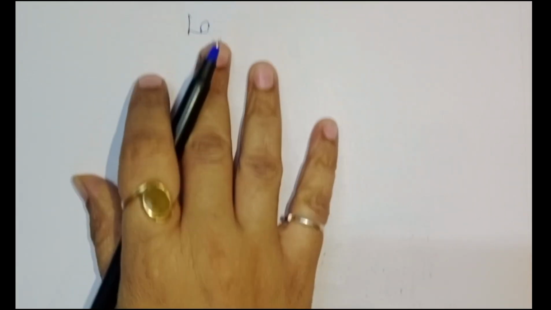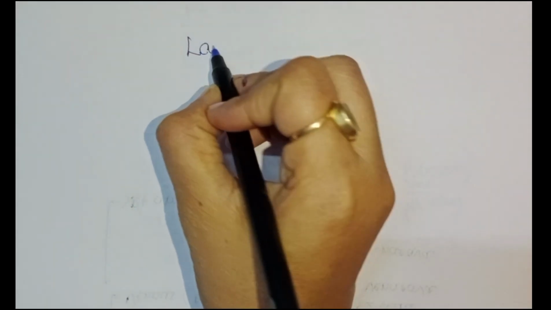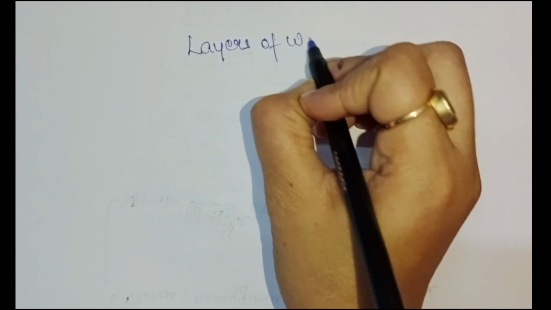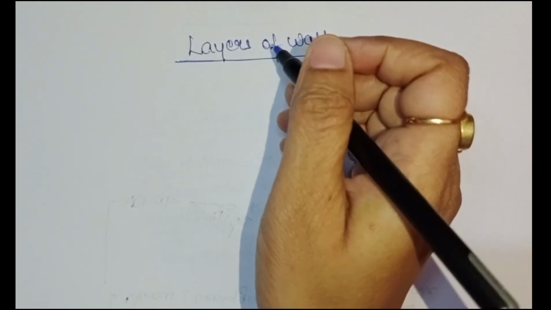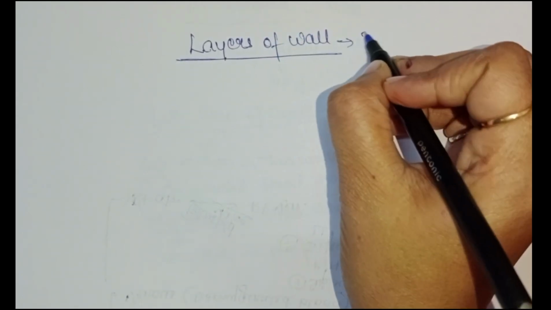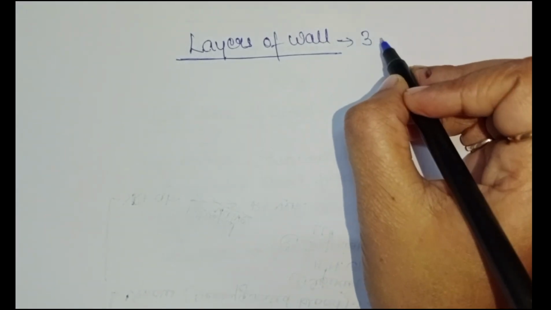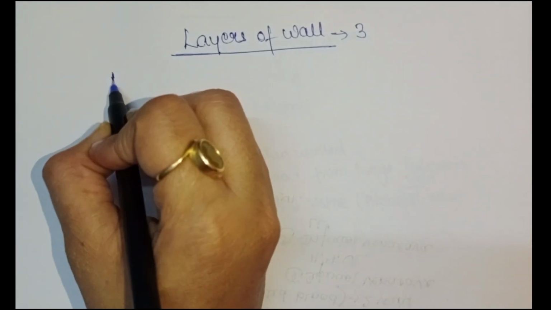Now talking about the layers of the wall of the heart. How many layers are there in the heart? The heart is made up of 3 layers of tissues.